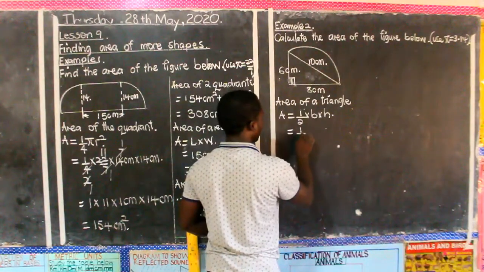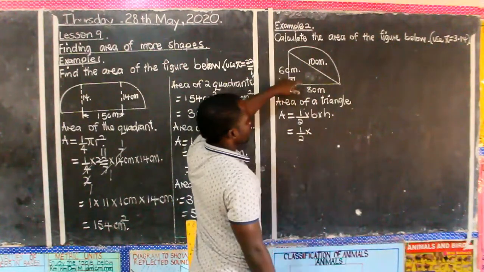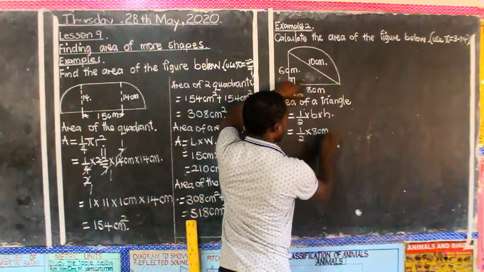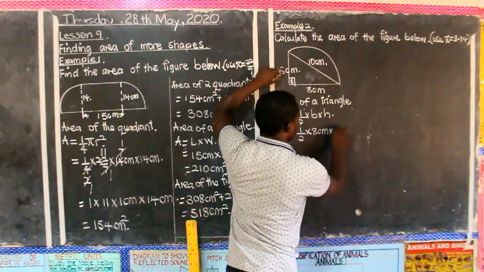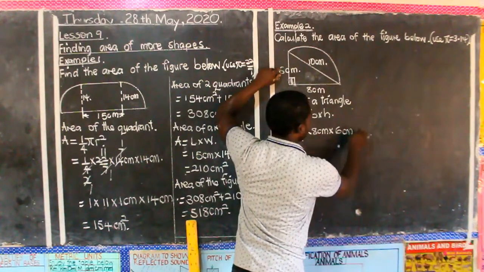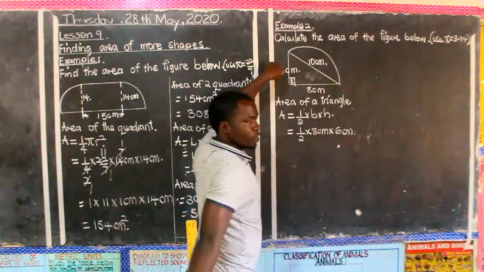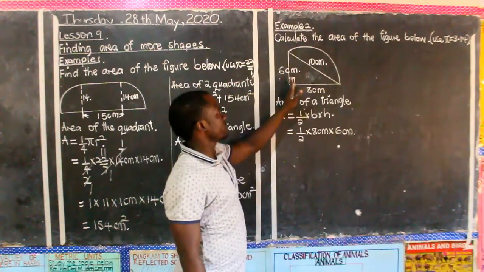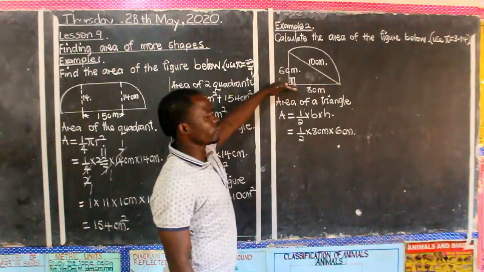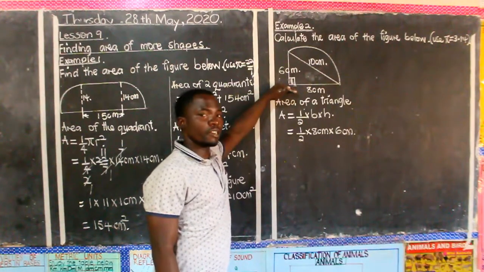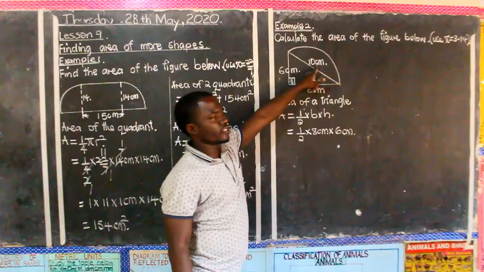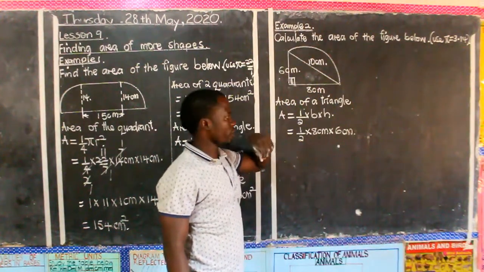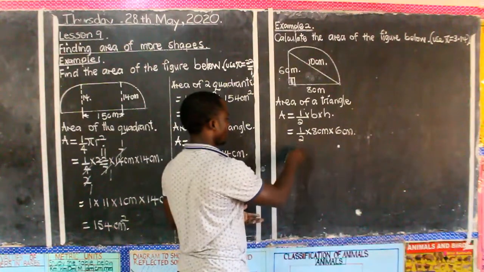This is a half times the base of this right angle triangle, which is 8 centimeters, times the height of 6 centimeters. Okay? The height is 6. This is what we call the height. The height is supposed to be perpendicular to the base line. Don't call this 10 to be the height. 10 is called the hypotenuse. Okay? So we shall go on and simplify.